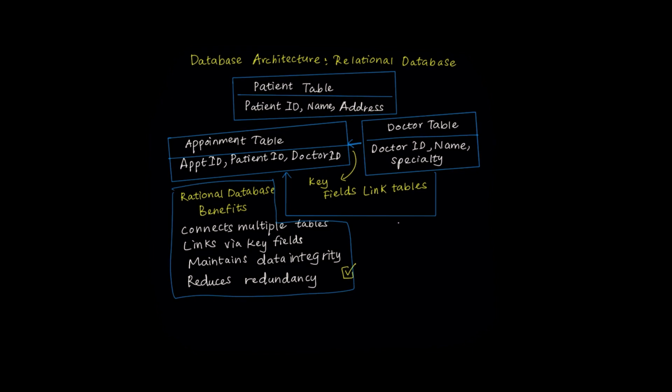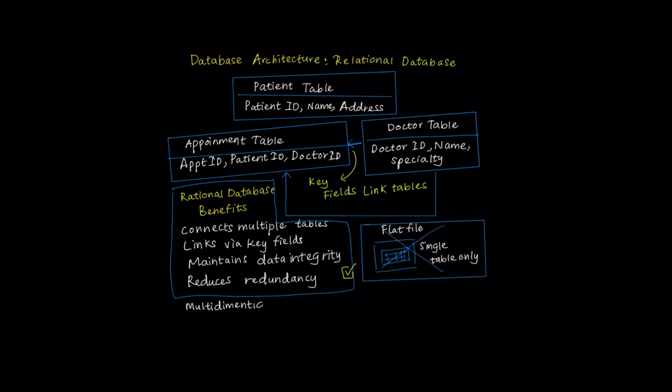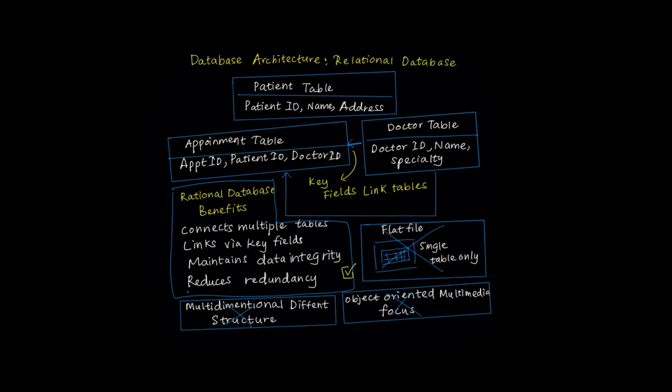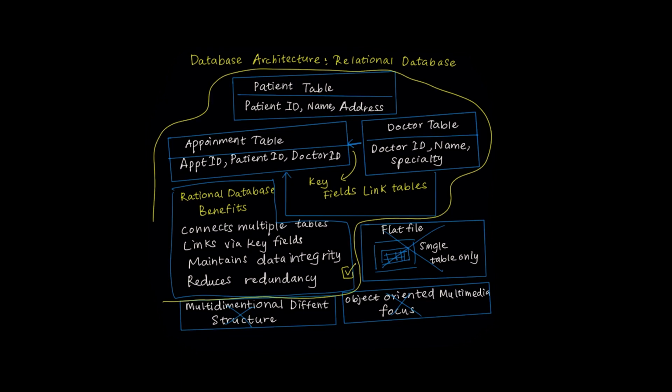Flat file databases are just single tables like spreadsheets without these connections. Multidimensional databases focus on quick processing from multiple perspectives for analytical reporting, using a different structure. Object-oriented databases store multimedia content rather than using linked tables with key fields. Relational databases are the backbone of most healthcare information systems.